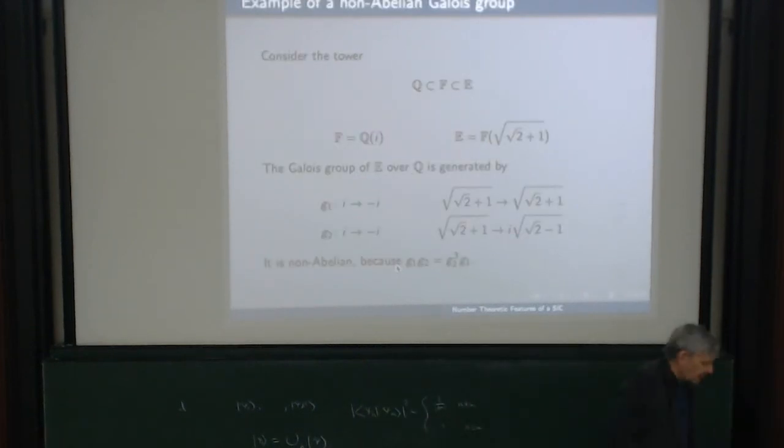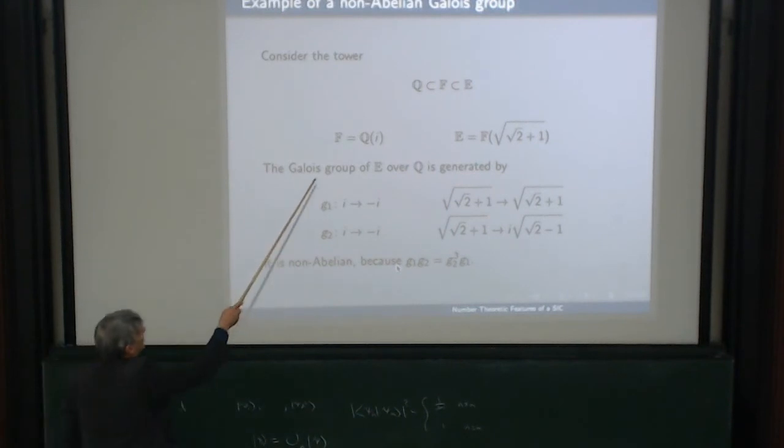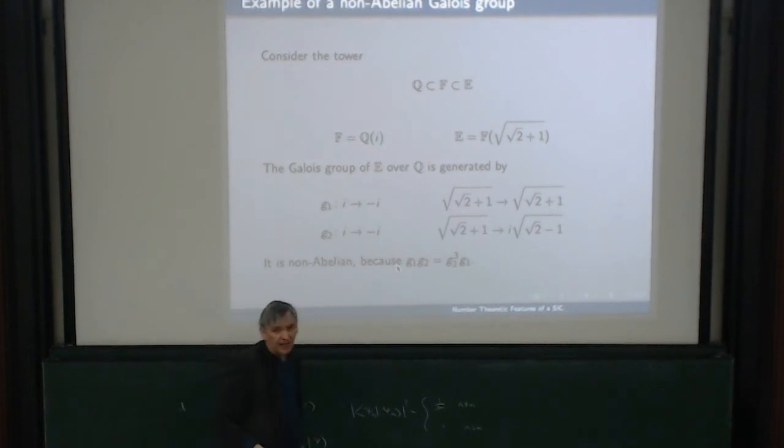Okay. So I gave two examples of a Galois group which were abelian. I'm going to consider a tower. So we first of all extend by including i. So we put the complex number in, because we're extending the rationals by adding in i. And then extend again. And then it's fairly easy to satisfy the relations.